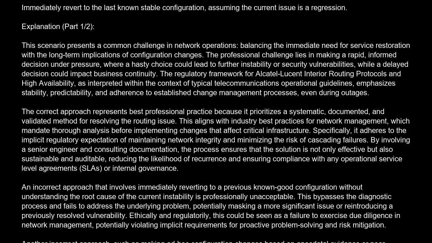This bypasses the diagnostic process and fails to address the underlying problem, potentially masking a more significant issue or reintroducing a previously resolved vulnerability. Ethically and regulatorily, this could be seen as a failure to exercise due diligence in network management, potentially violating implicit requirements for proactive problem-solving and risk mitigation.